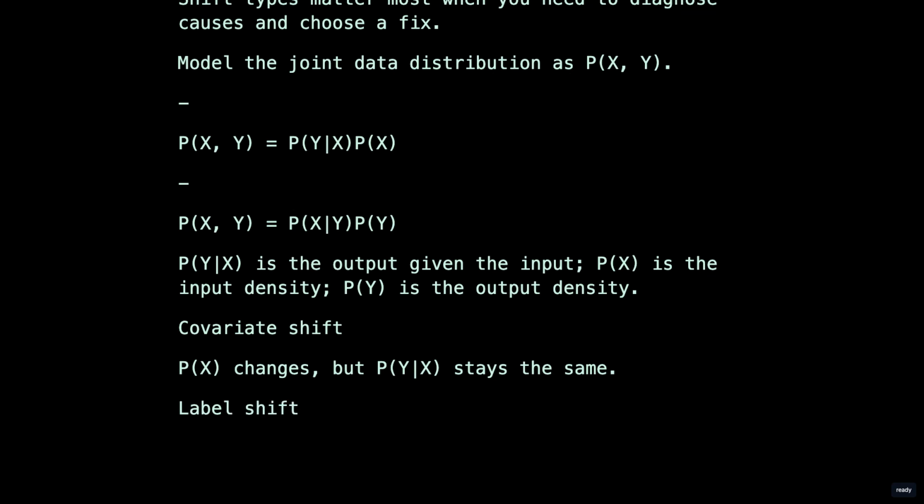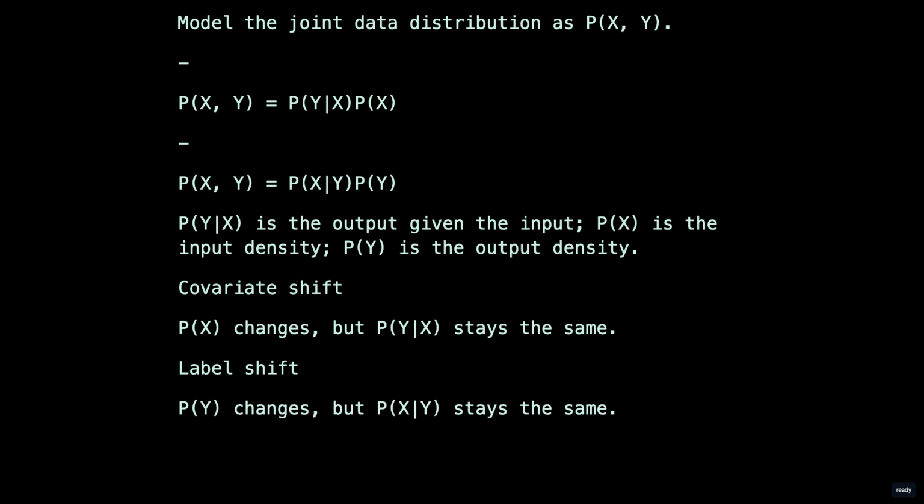Label shift means the class proportions change, while the feature pattern within each class stays the same. The population of labels changes, but each label still generates the same kind of inputs. That is why this shift is often tied to changes in class prevalence rather than changes in the feature-to-label rule.